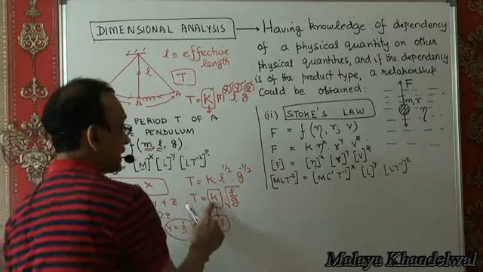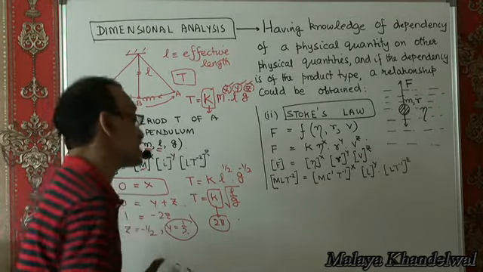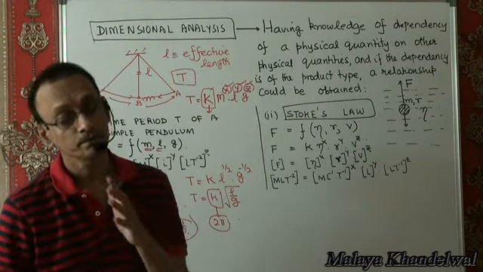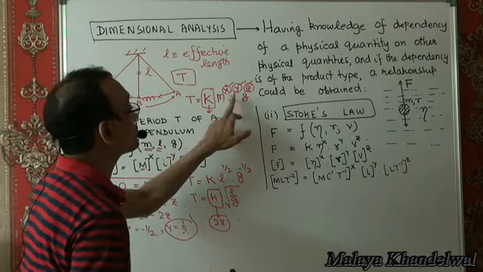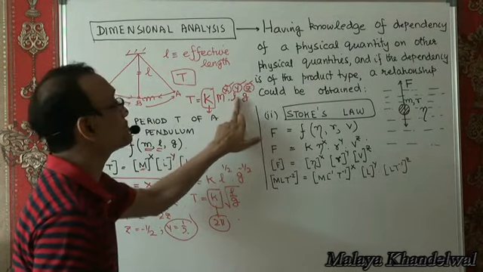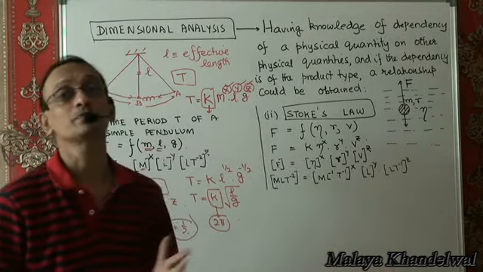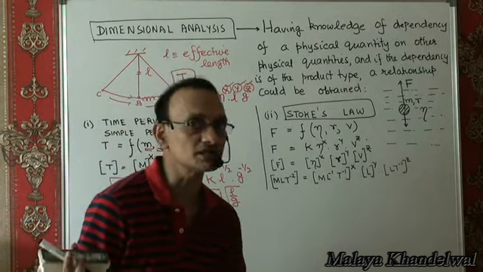This k cannot be obtained using dimensional analysis. It has to be obtained using experiment or some other indirect means, but the rest, x, y, z, which are part and parcel of a product formula, can be obtained with simple dimensional considerations.